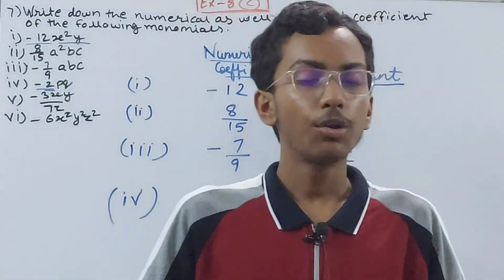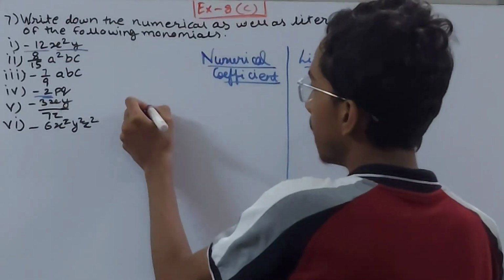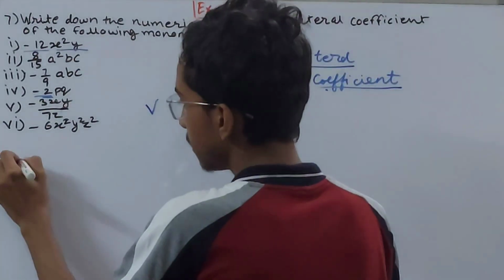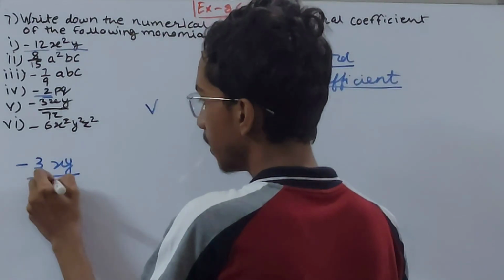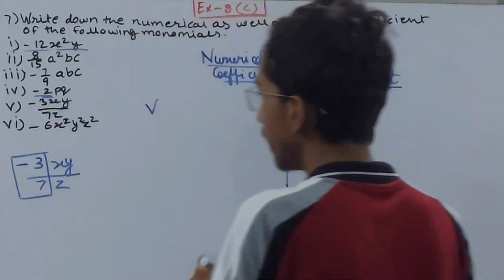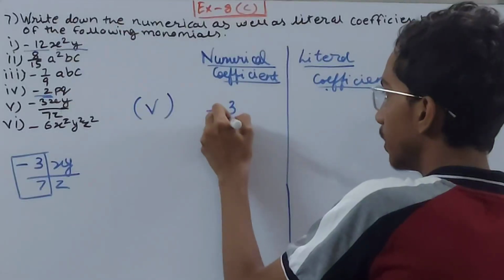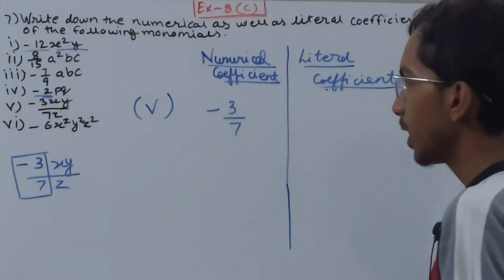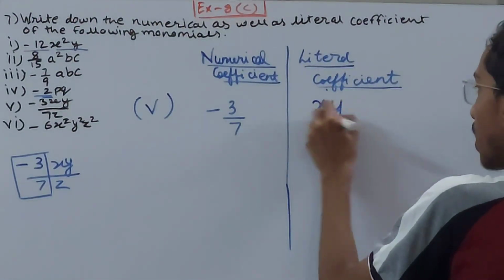Now let us move on to the next part. Now see the fifth part. We have minus 3xy upon 7z. So I have this term minus 3xy upon 7z. In this, minus 3 upon 7 is the constant part, it's a fixed part. This is the constant, it will be the numerical coefficient. Whatever is left, xy by z, this is the literal coefficient, these are variables, so xy upon z.